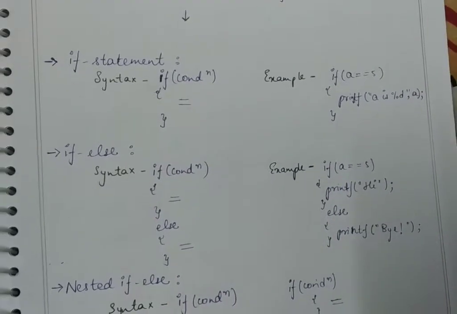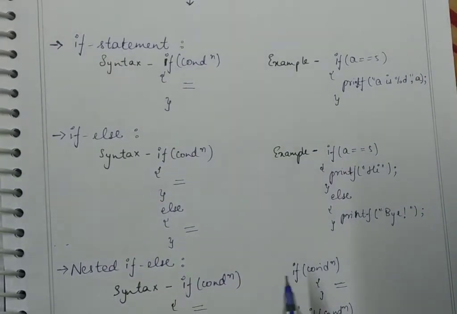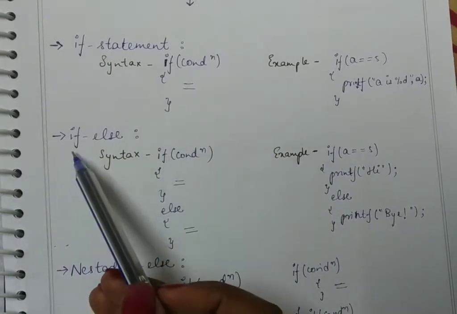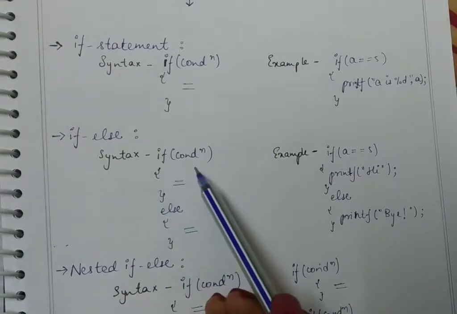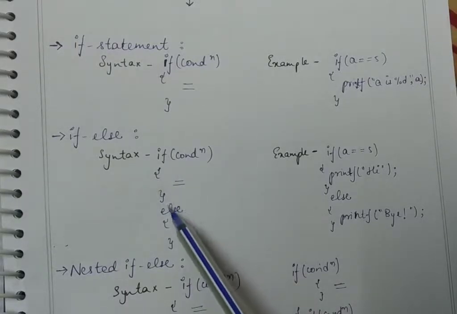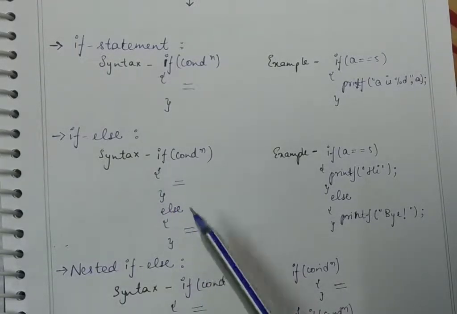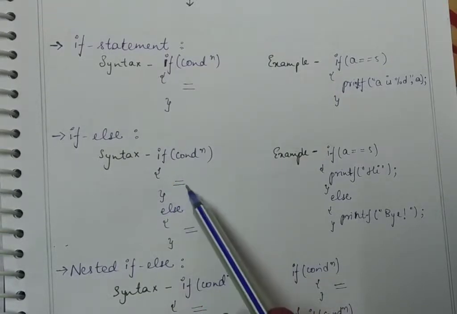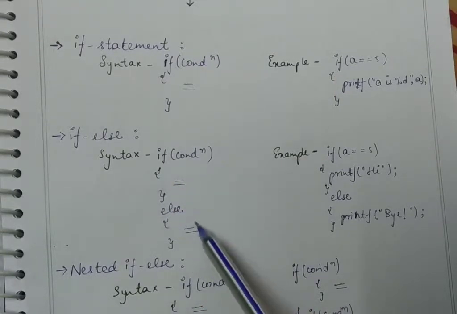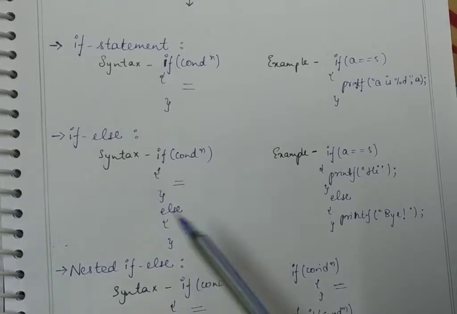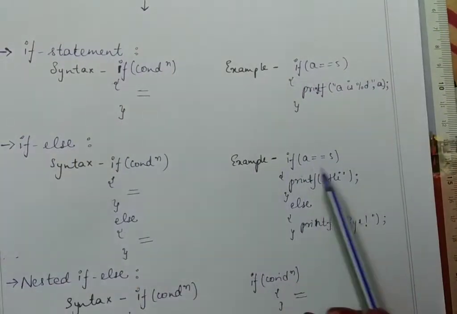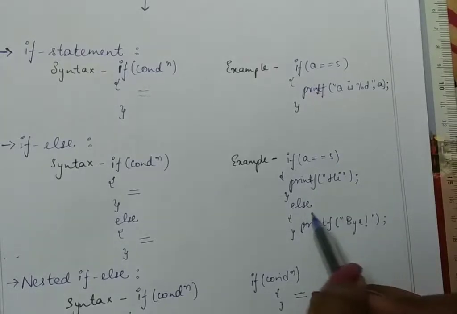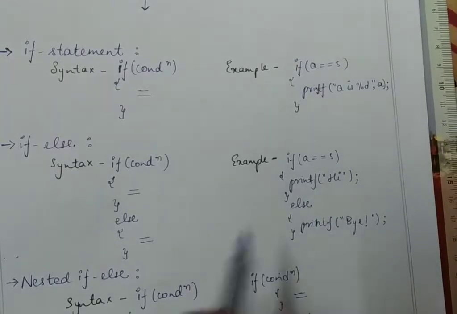In many cases if and else are always used together; they should be used together. The syntax is if, a condition, and the statements, else the statements, which means if the condition is true, you execute the statements, else you execute the statements written here. Example: if the value of a is 5, you print hi, else you print bye.